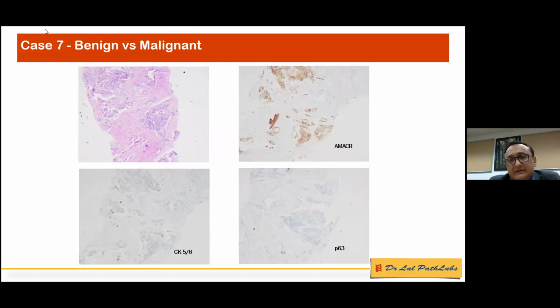As I talked about earlier, IHC also helps us in differentiating between benign and malignant, especially in the prostate. So AMACR, CK5/6 and p63 are the three markers which we use in combination in all the cases. This was a case wherein on light microscopy, we could not say for sure whether it was actually a carcinoma or not. So we advised immunohistochemistry, and on immunohistochemistry, AMACR was positive, and CK5/6 and p63, which should highlight basal cells in benign acini, were negative. So there was no basal layer. That indicated that this was an acinar adenocarcinoma of the prostate.